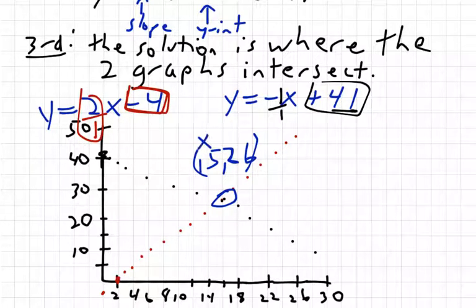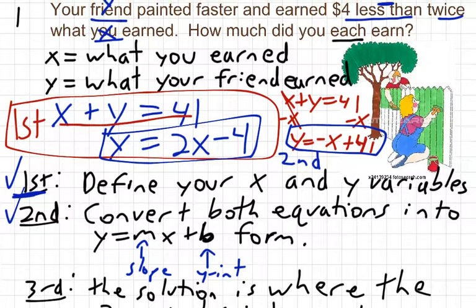All right, so what does that mean? Well, x is 15 and 26 is y. So this has to mean something. Let's look back at what we said earlier. Oh, x is what you earned, so 15 bucks. And y is what your friend earned, 26 bucks. And just check it. Does that make sense? Yeah. If you doubled 15, you'd get 30, and take away 4, you'd get 26. So yeah, that makes perfect sense. And both of those numbers add to 41, so it checks.